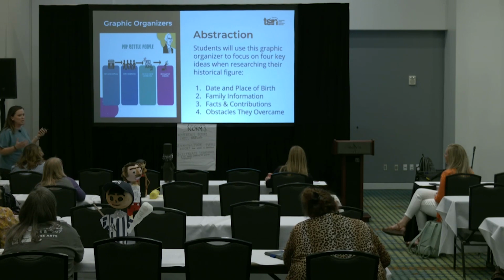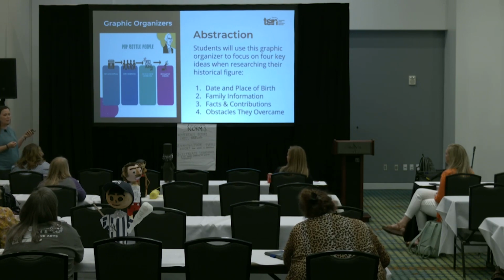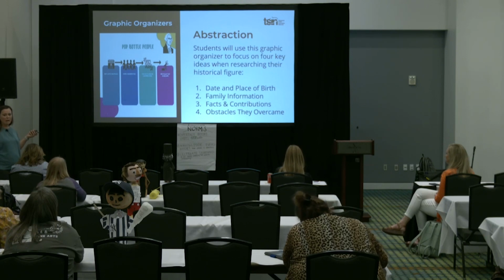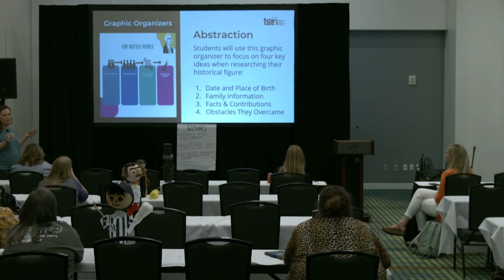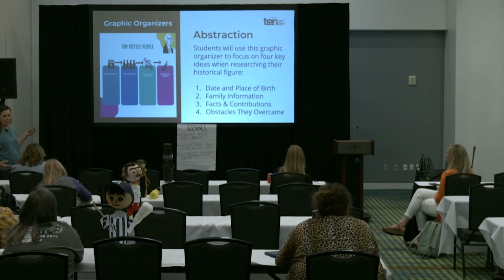And with abstraction, like it said in the video, it's about pulling out the things that are not important and putting those away, and then pulling out exactly what you want to put that information in a usable format for students. So this graphic organizer just has 4 questions: date and place of birth, family information, facts and contributions, and obstacles they overcame.